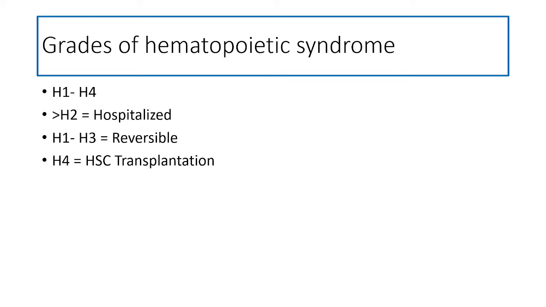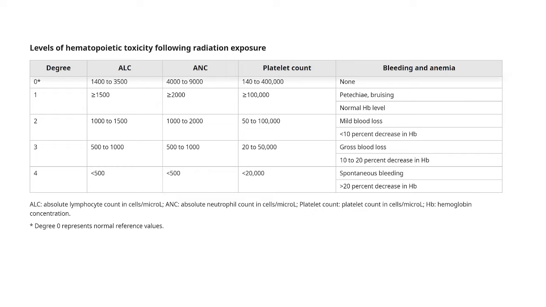Moving on to the grades of hematopoietic syndrome. There are 4 grades from H1 to H4. All the patients with more than H2 grade should be hospitalized, and from H1 to H3, the signs and symptoms and the injuries are reversible in nature. Whereas H4 is irreversible in nature and the patient will die unless the patient is given hematopoietic stem cell transplantation.